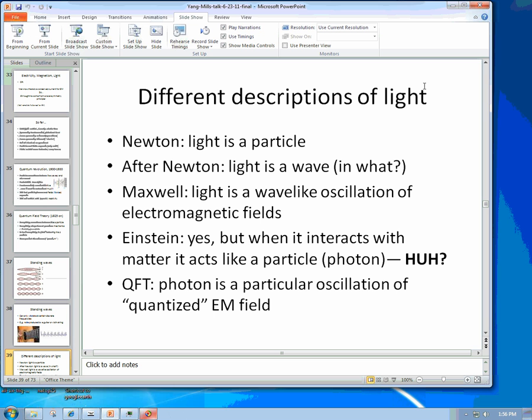So let me focus on different descriptions of light to give a picture of the historical process. Again, my talks are never historically accurate. It's always kind of an idealized version of what should have happened, especially if everybody was thinking like a mathematician.